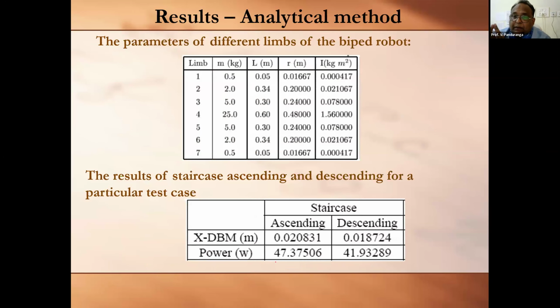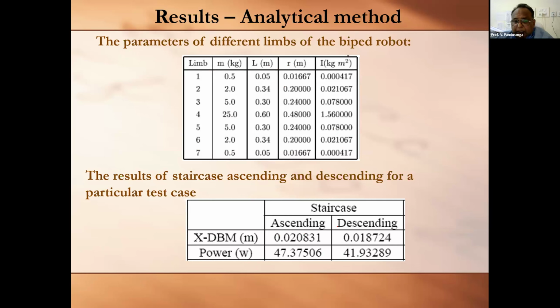So once the entire algorithm for ascending and descending the staircase for the biped robot is done, we try to validate the algorithm by using some data taken in relation with a real human being. These are the parameters for the 7 links: the mass, the length, radius, and the moment of inertia for the robotic structure. And so we try to calculate the balance and the amount of power consumption.